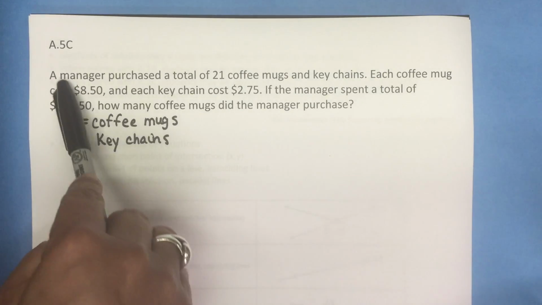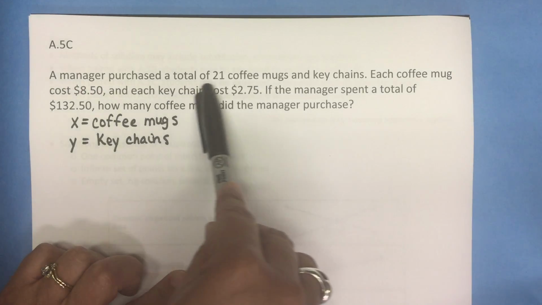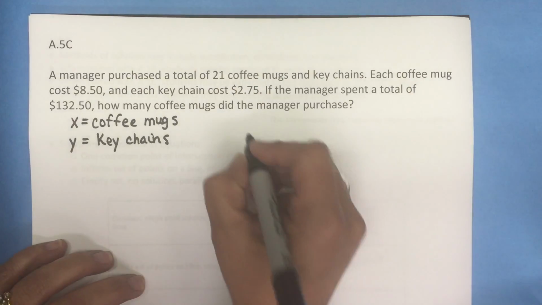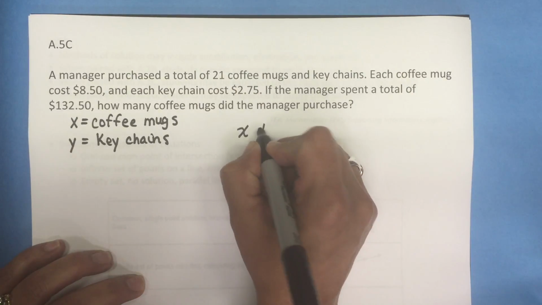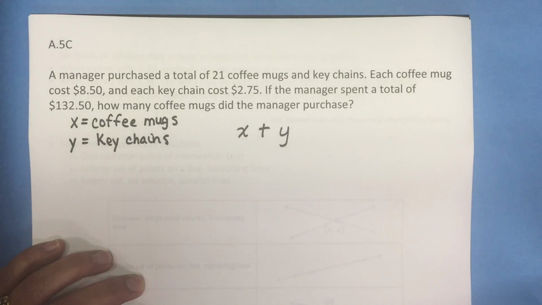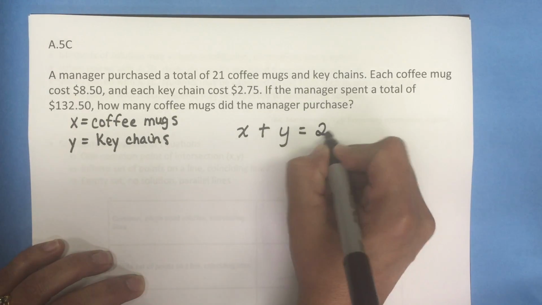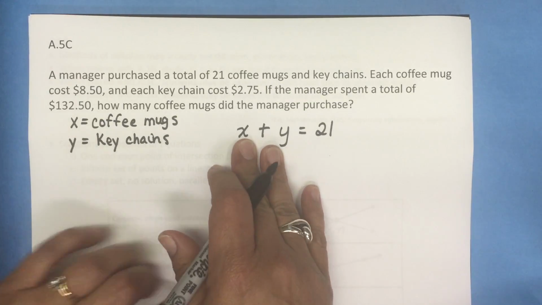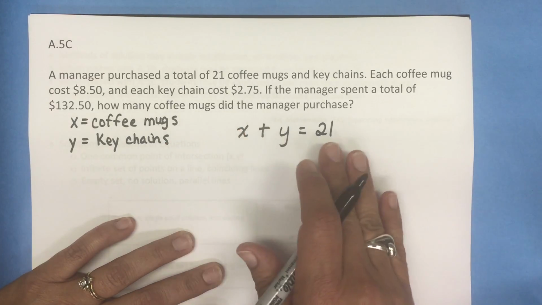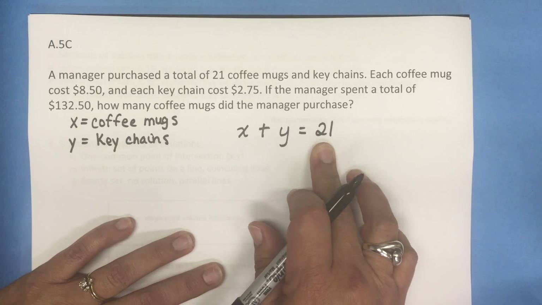So let's look at this first sentence. A manager purchased a total of 21 coffee mugs and keychains. So if I add my coffee mugs, which I'm using the variable x to represent, and the keychains, that's going to equal 21, because that's how many were purchased. Coffee mugs plus keychains, a total of 21 purchased.